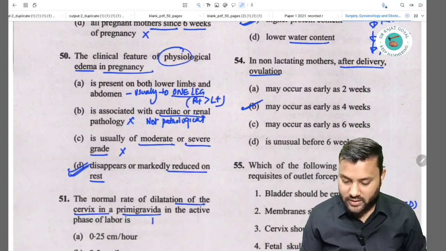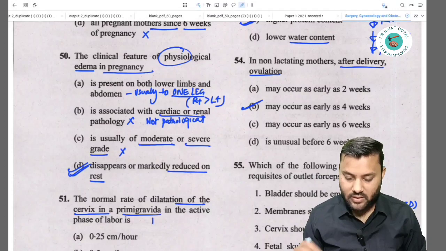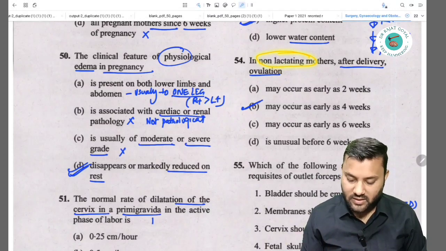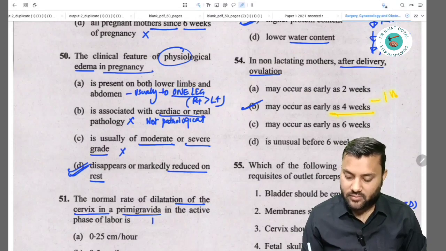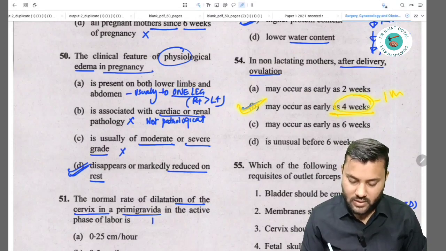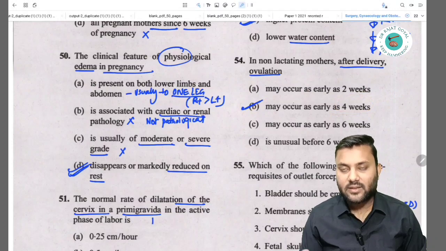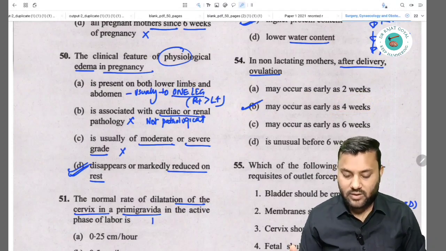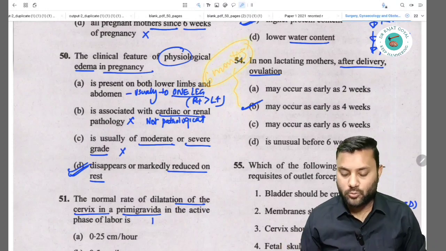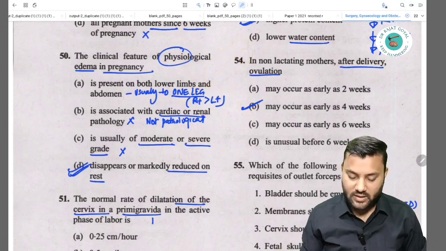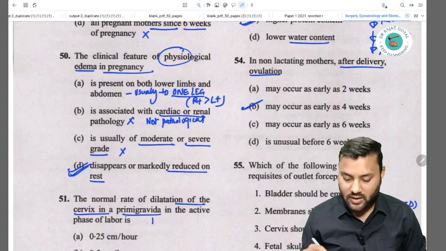In a non-lactating mother, after delivery, ovulation occurs after 1 month, which is about 4 weeks. And if the mother is lactating, then generally ovulation does not occur until 6 months, but it can sometimes occur after 1.5 to 2 months also in a lactating mother, but in a non-lactating mother it can occur as early as 4 weeks.